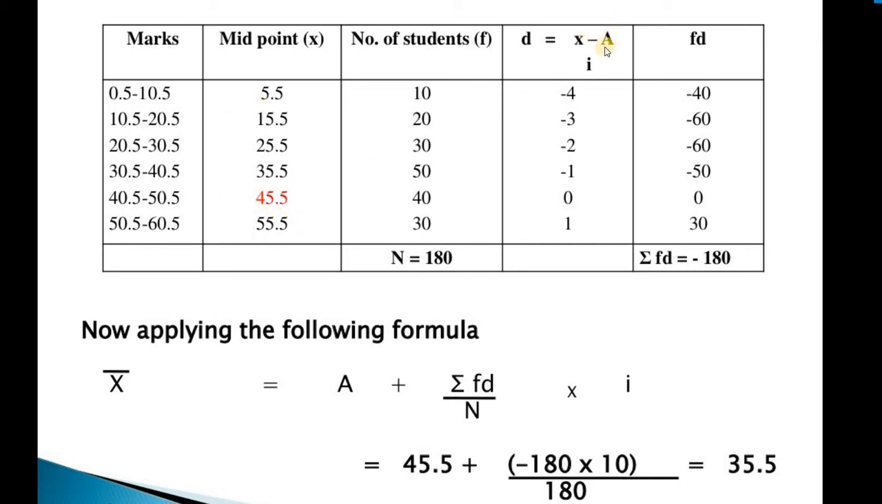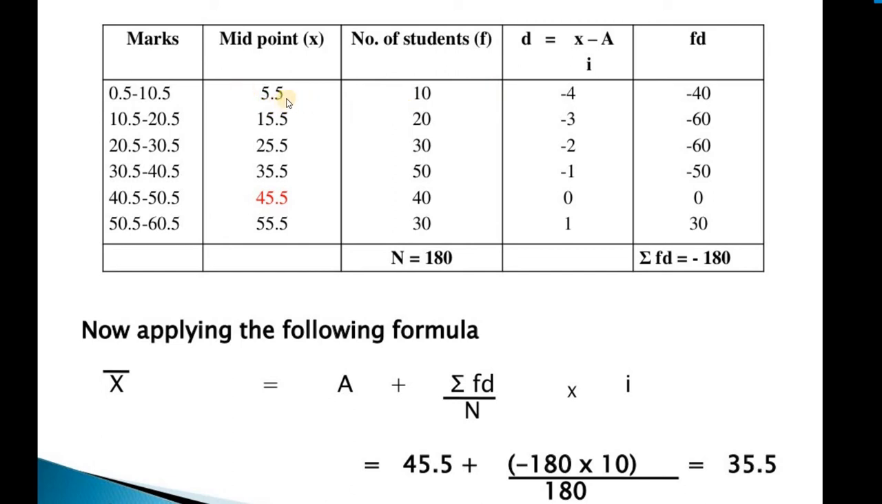Then the next step: here you can see another symbol, which means you need to divide this x minus a by the class interval. What is the class interval here? The class interval is 10. 0.5 and 10.5, class interval is 10. 10.5 and 20.5, it is 10. 20 and 30.5, it is 10. 30 and 40.5, it is 10. 40 and 50.5, it is 10. 50 and 60, it is 10.